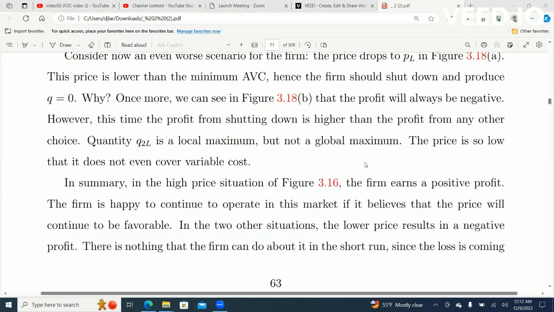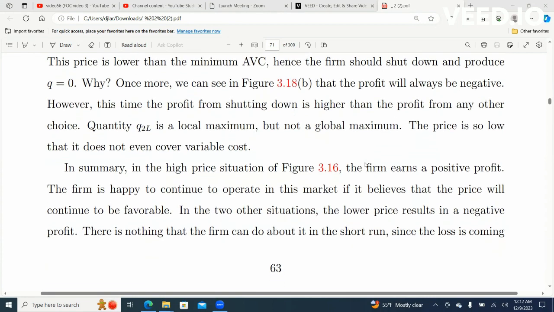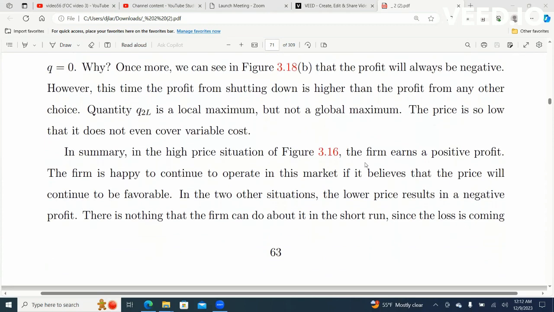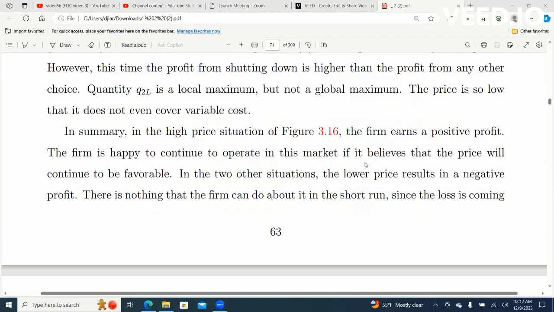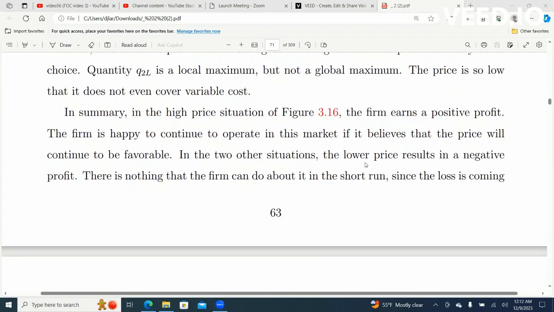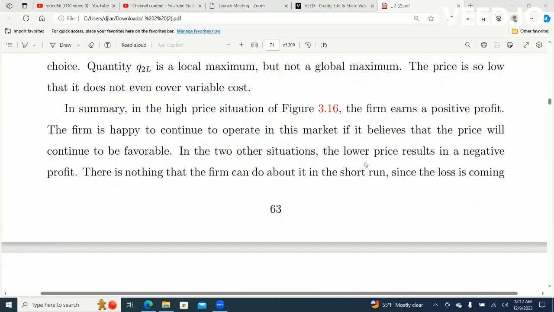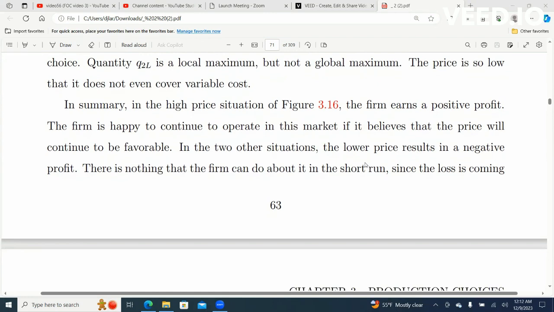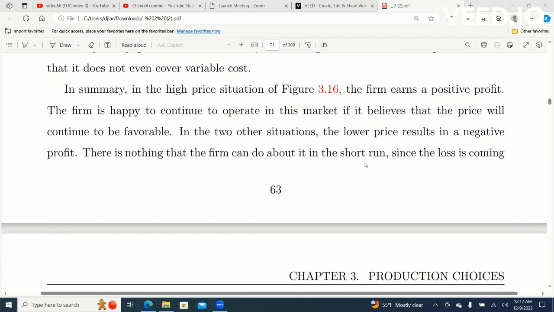Why? Once more, we can see from figure 3.18b that the profit will always be negative. However, this time the profit from shutting down is higher than the profit from any other choice. Quantity Q2L is a local maximum, but not a global maximum. The price is so low that it does not even cover variable cost.